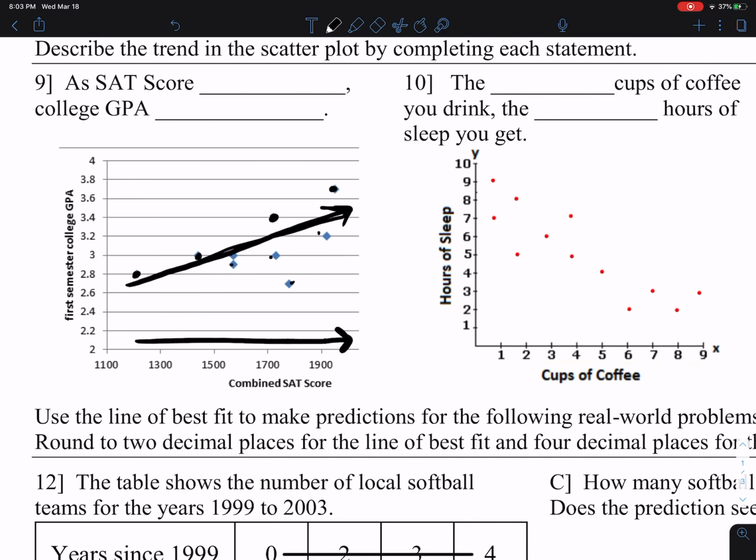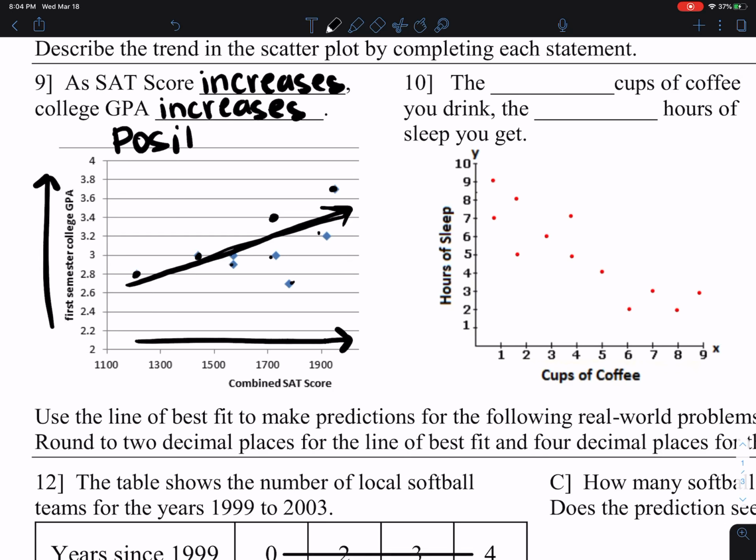So as SAT score increases, college GPA increases because that's what it means to have a positive slope, that when one increases, the other increases. So this would have a positive correlation.